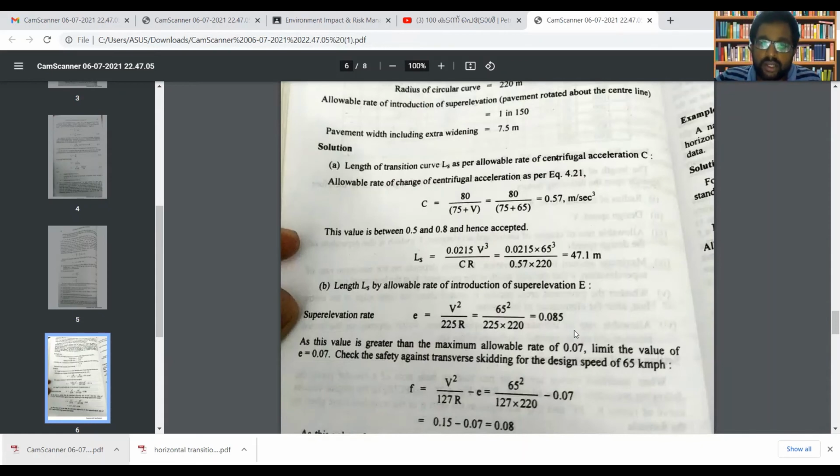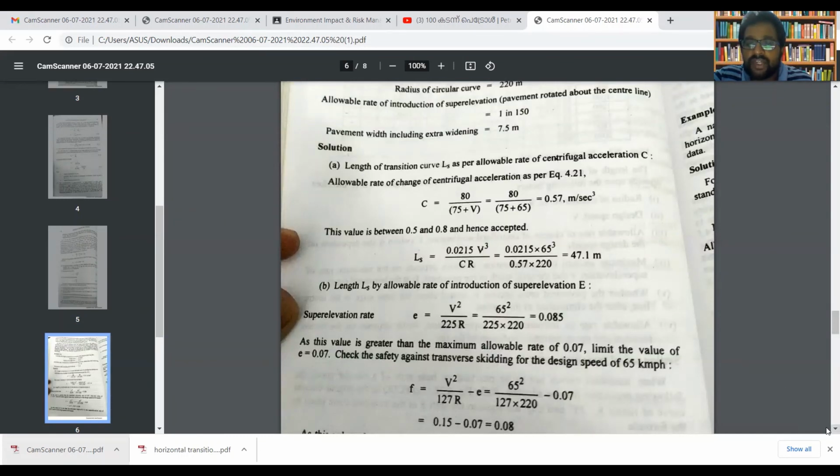Now, the maximum allowable super elevation. Here we have obtained the rate of super elevation as 0.085, but there is an upper limit for the maximum limit of super elevation. It should be only 0.07. So you have to limit the value of super elevation. You cannot give a value more than 0.07. Limit the value of super elevation as 0.07.